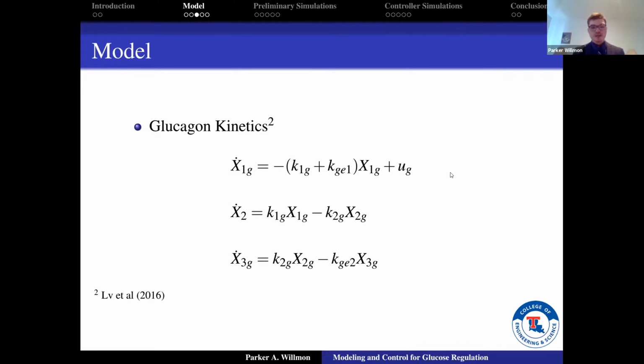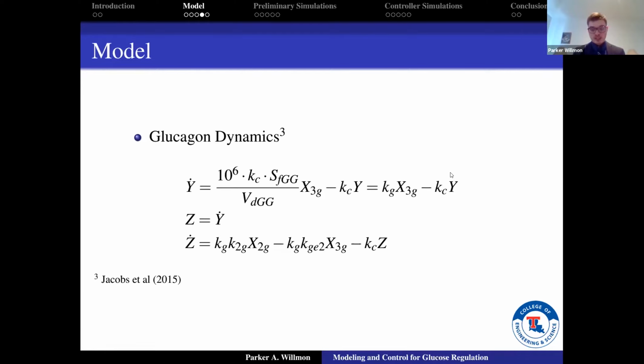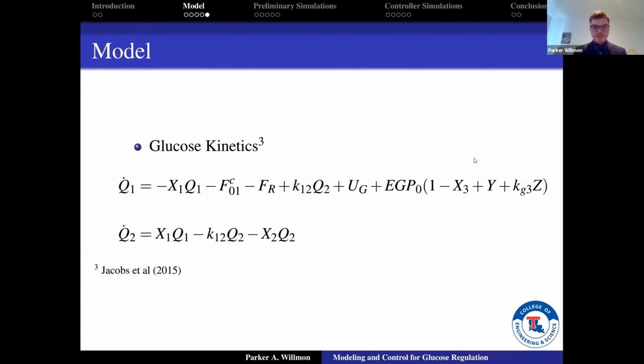So this set of equations is just how the glucagon moves from wherever it is being injected into the bloodstream, similar to the insulin. The next three equations are the Glucagon Dynamics. This governs how the glucagon interacts with the body, as well as other compounds within the blood. Finally, we come to the Glucose Kinetics. These two equations are about how the glucose equilibrates between different compartments in the body.